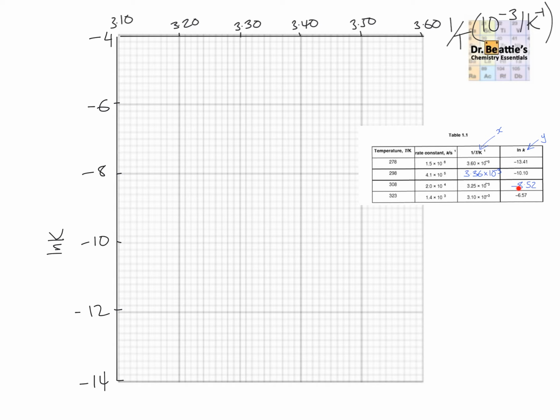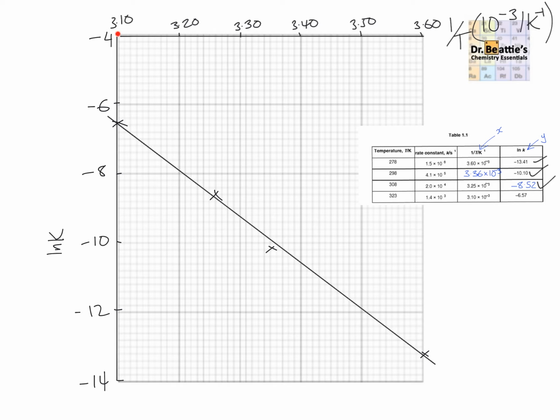So then we're just going to plot these points, and these are just rough, just so you can see. And then we find the best straight line fit for this data. That seems quite good. And then what we can do is work out exactly what the activation energy is.